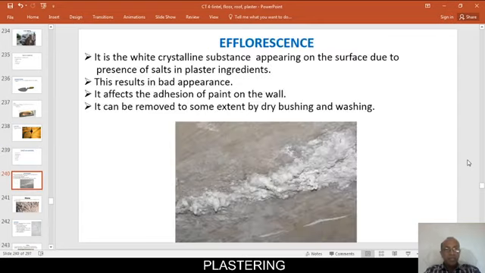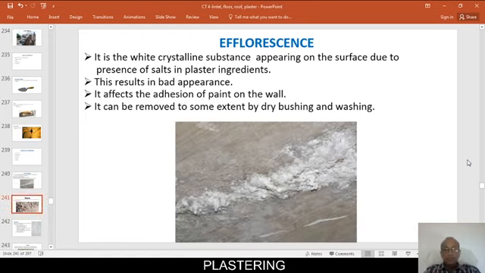Efflorescence means the building materials and the water used for making the plaster may have some salt inside, and on drying this salt may come out and form patches of salt on the surface. This is known as efflorescence. It is the white crystalline substance appearing on the surface due to the presence of salt in the plaster ingredients after drying. This results in bad appearance. It affects the addition of paint on the wall, and it can be removed to some extent by dry brushing and washing.